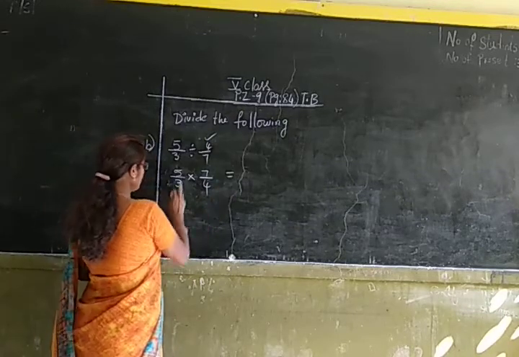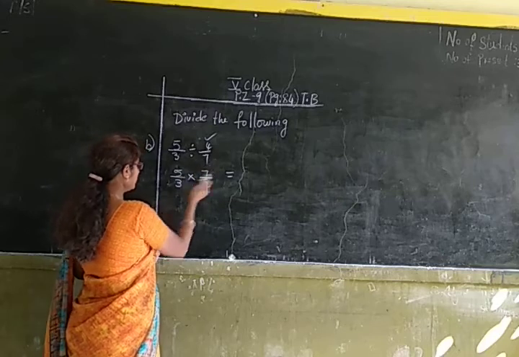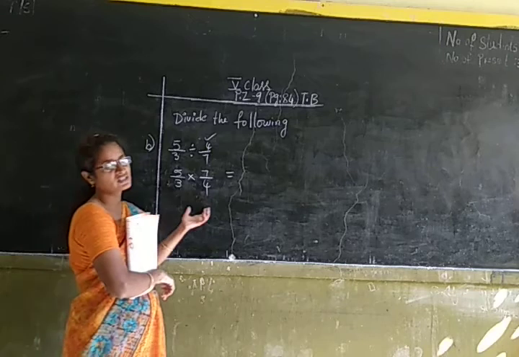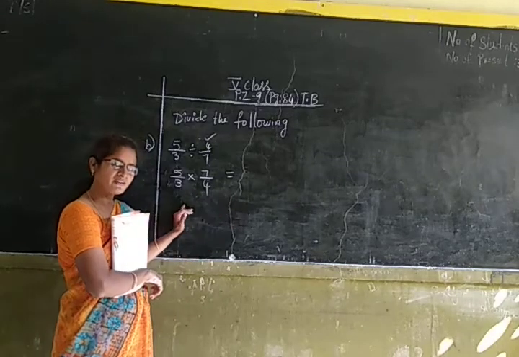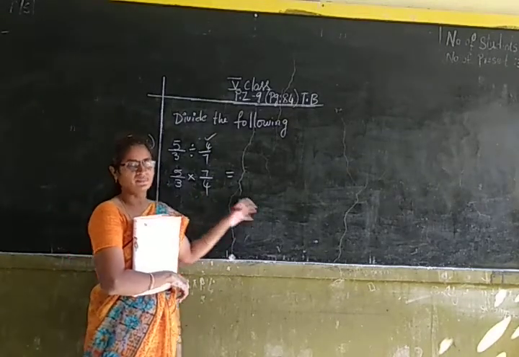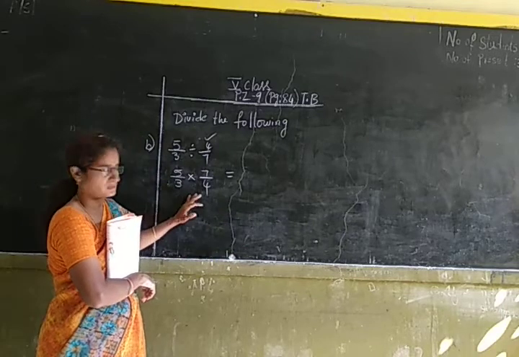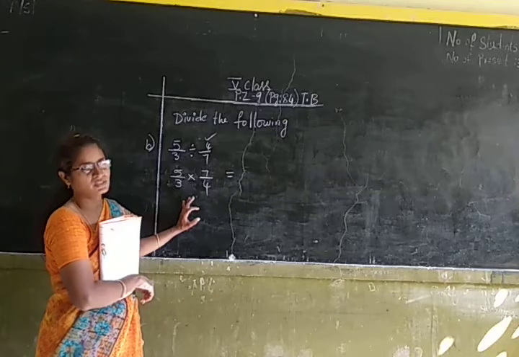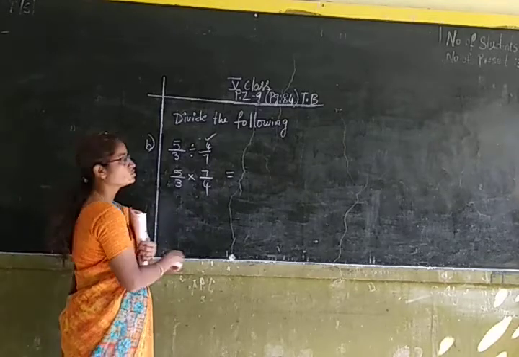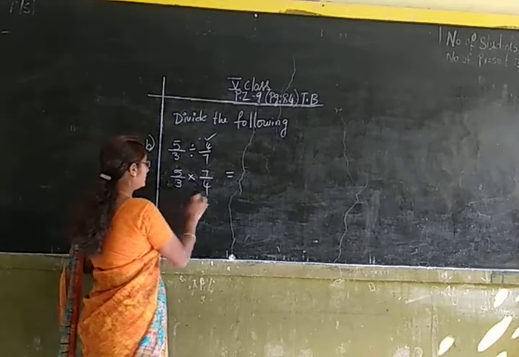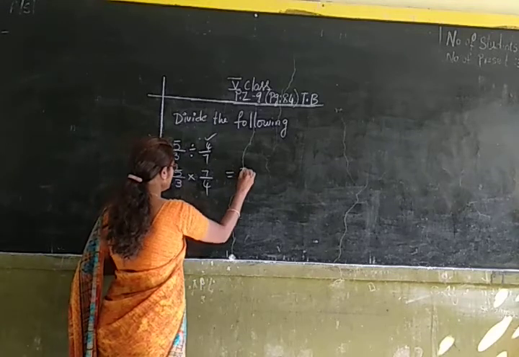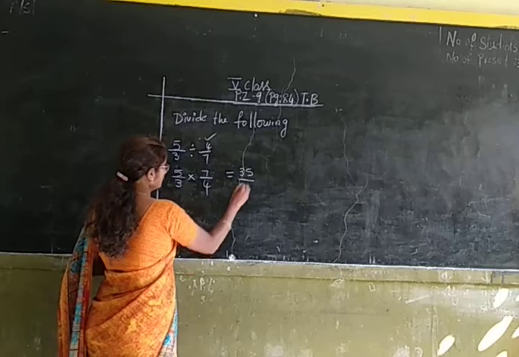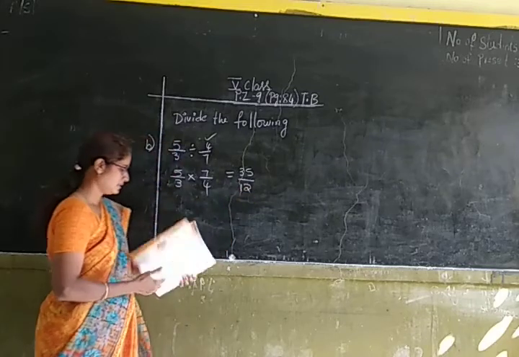For multiplying the fractions, you have to multiply the numerator with numerator and denominator with denominator. You can first reduce the fractions and then multiply, or you multiply the fractions and then reduce them. Here, these numbers won't come in the same table, so they won't get cancelled. So let us multiply the numerator with numerator and denominator with denominator. 5 7s are 35 by 3 4s are 12. So the answer is 35 by 12.